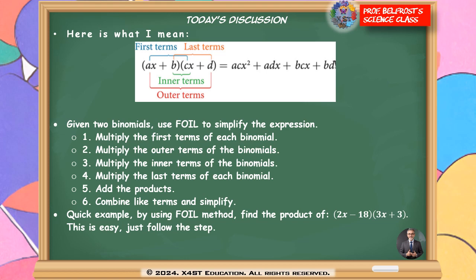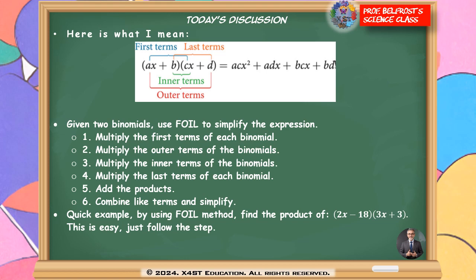It's very easy. Okay, so by applying FOIL to simplify an expression, we need to follow these steps. Very easy. First is multiply the first terms of each binomial. Then second, the outer terms of the binomials. And third, the inner terms of the binomials. Fourth, the last terms of each binomial. Then we just need to add all the products from steps 1 to 4. Then combine like terms and simplify.